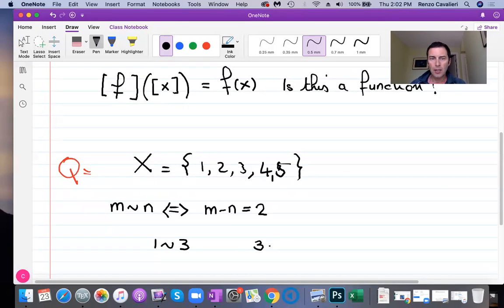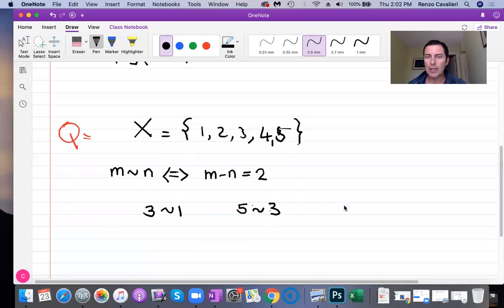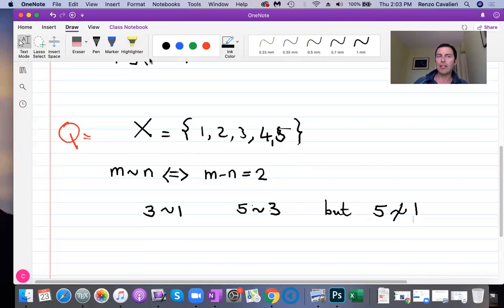So my counter question, so Tyler's question is, by this rule, 3 is equivalent to 1, and 5 is equivalent to 3, right? But 5 is not equivalent to 1, right? Yep. So then my counter question is, well, then is this an equivalence relation?